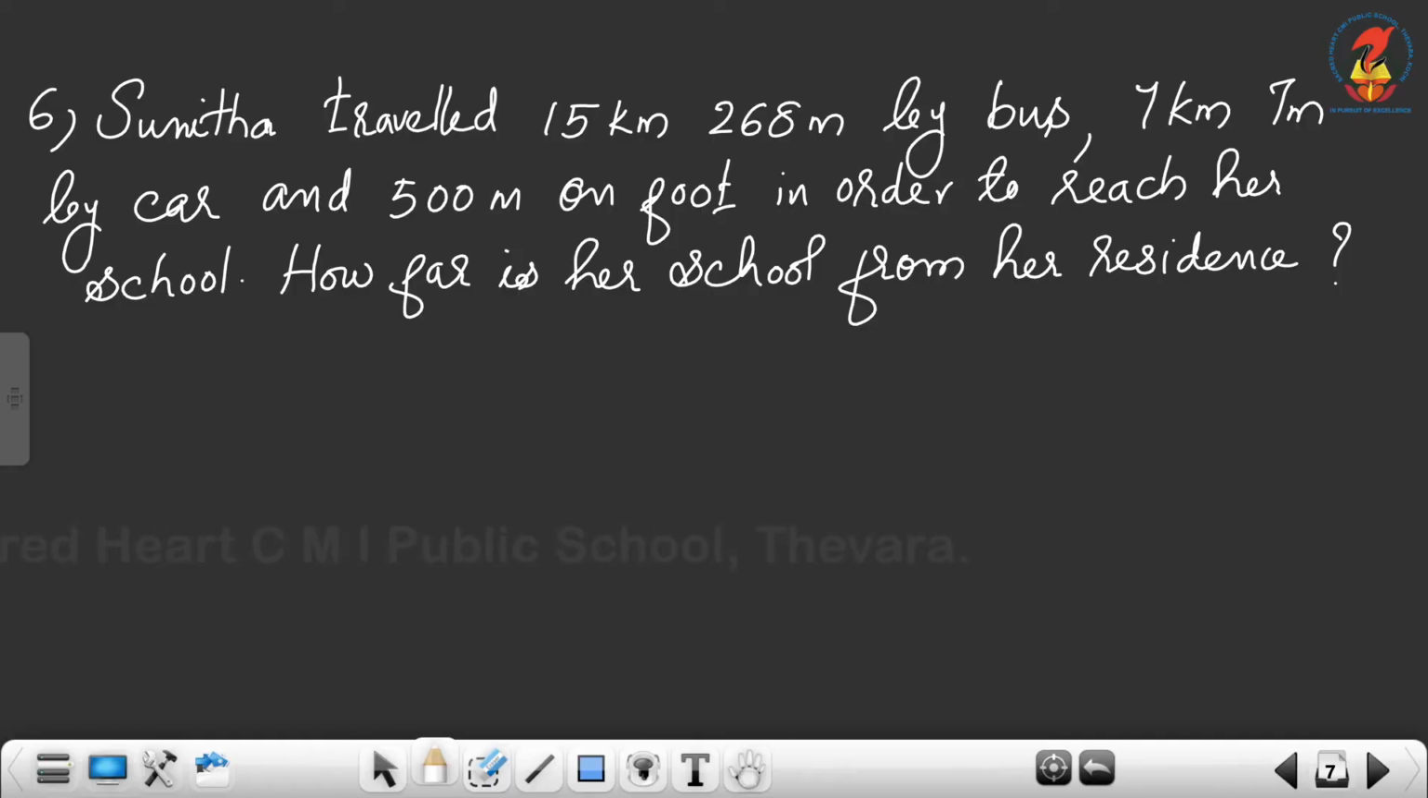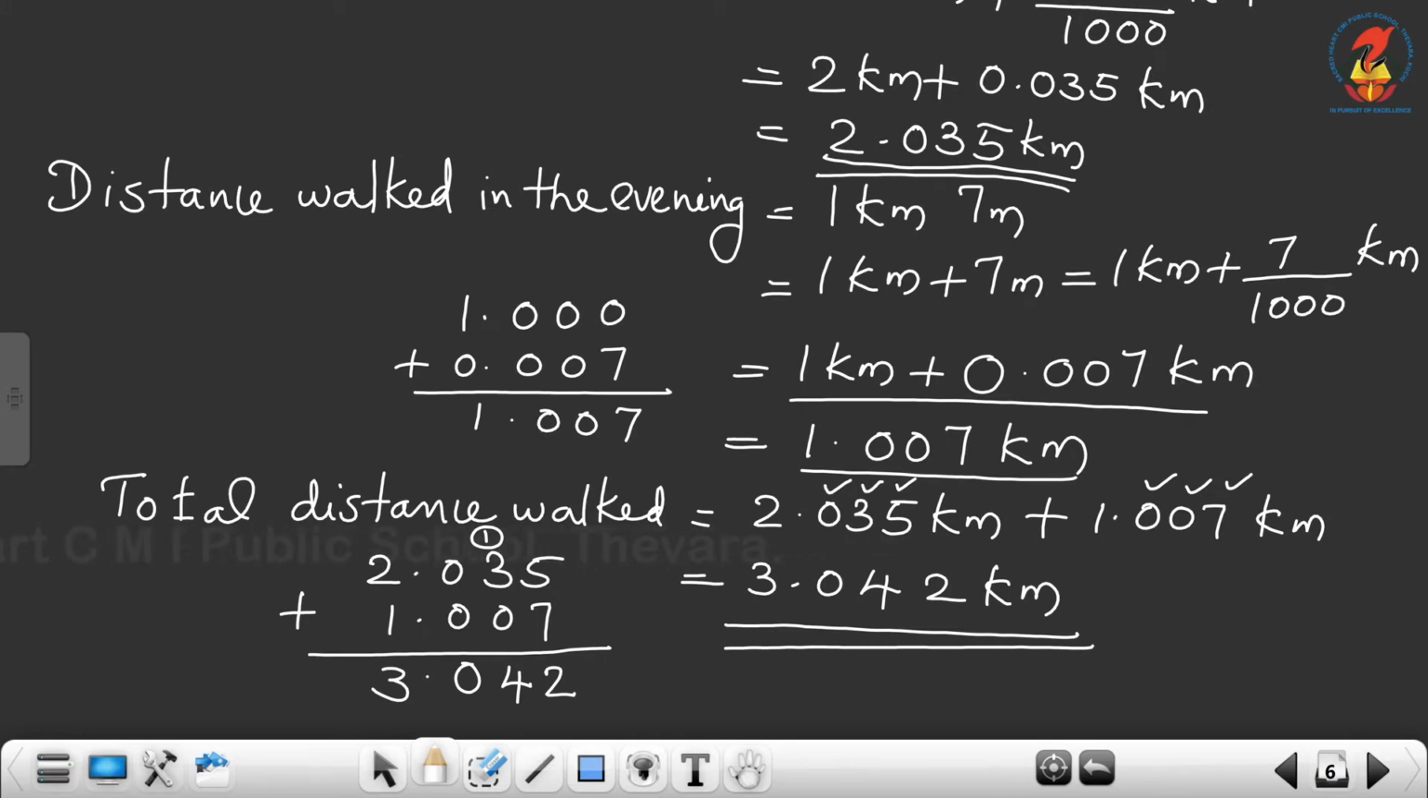Then this 3.042 kilometer, we can say that it is 3 kilometer 42 meters. 3 kilometer 42 meters.